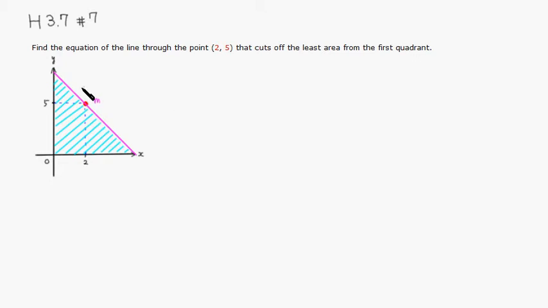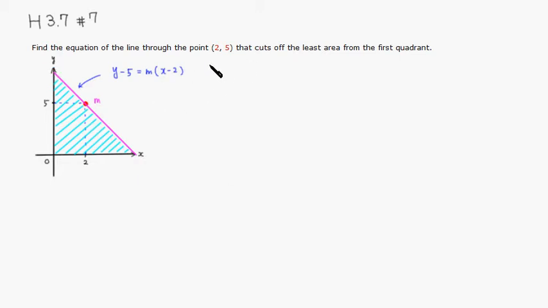So the equation of this line can be written as y minus y1, which is 5, is equal to slope m, which is unknown, times x minus 2. In order to find this triangular area, we need to find the x-intercept and the y-intercept. So let's find the y-intercept. We just plug in.